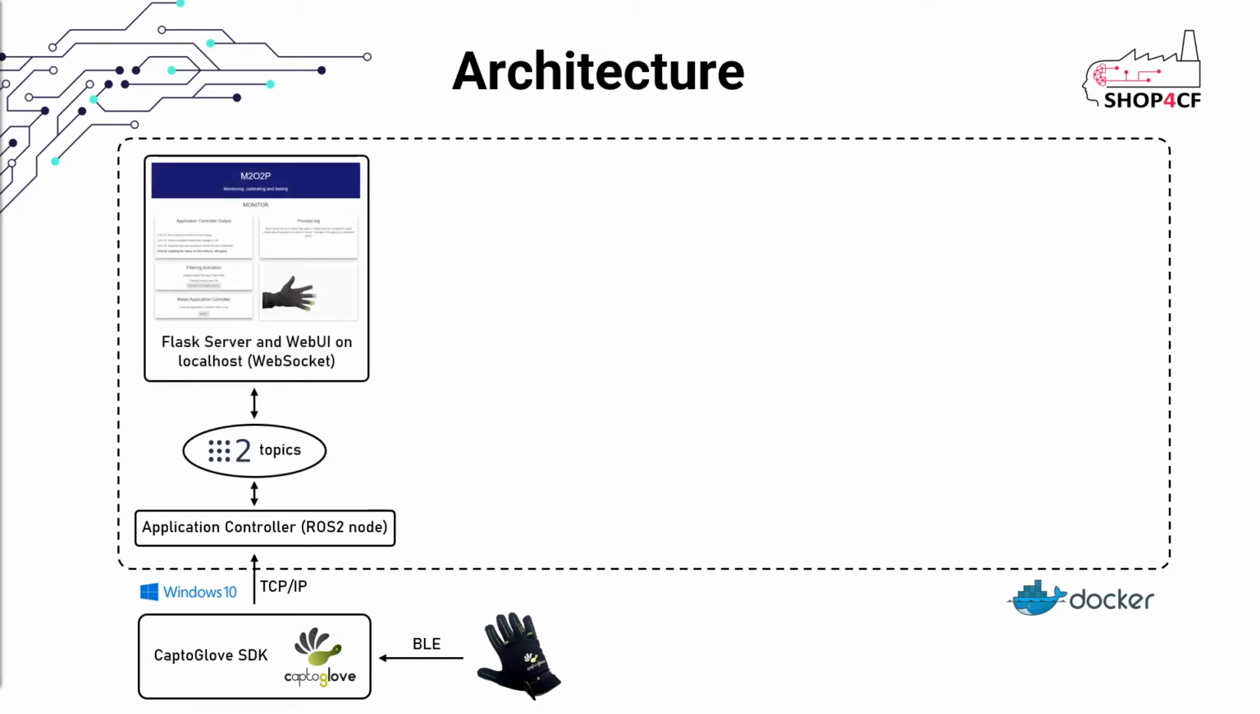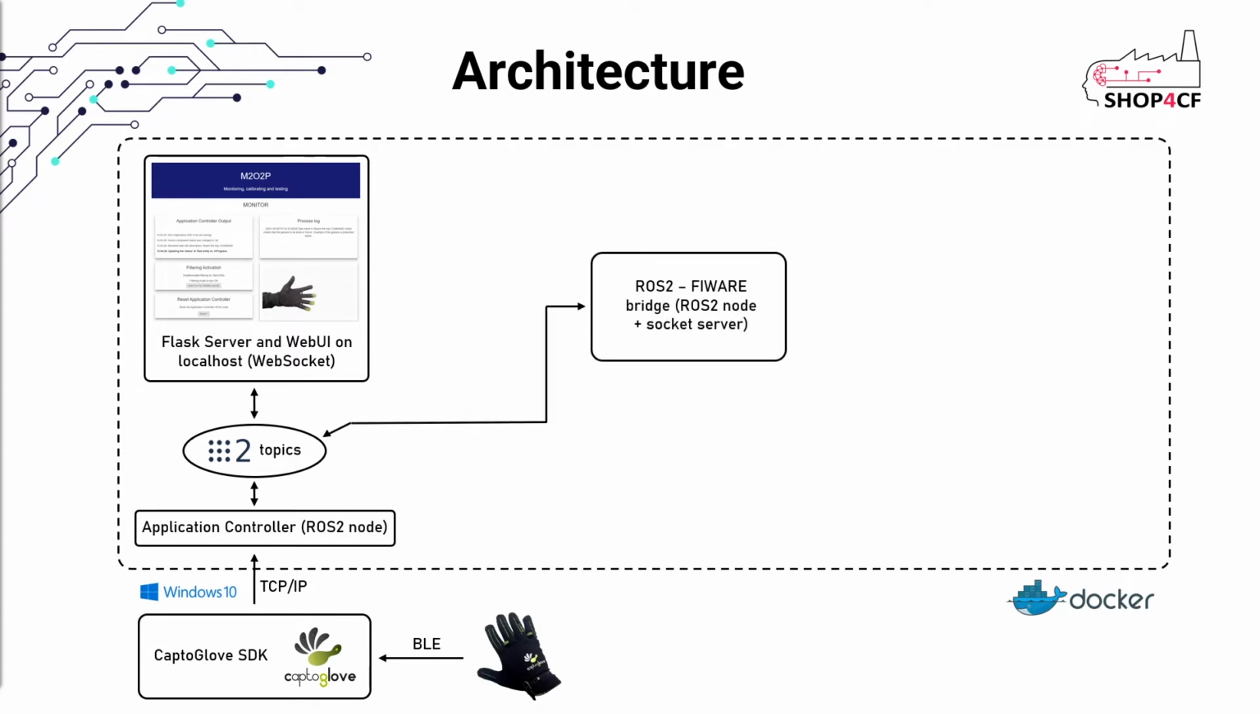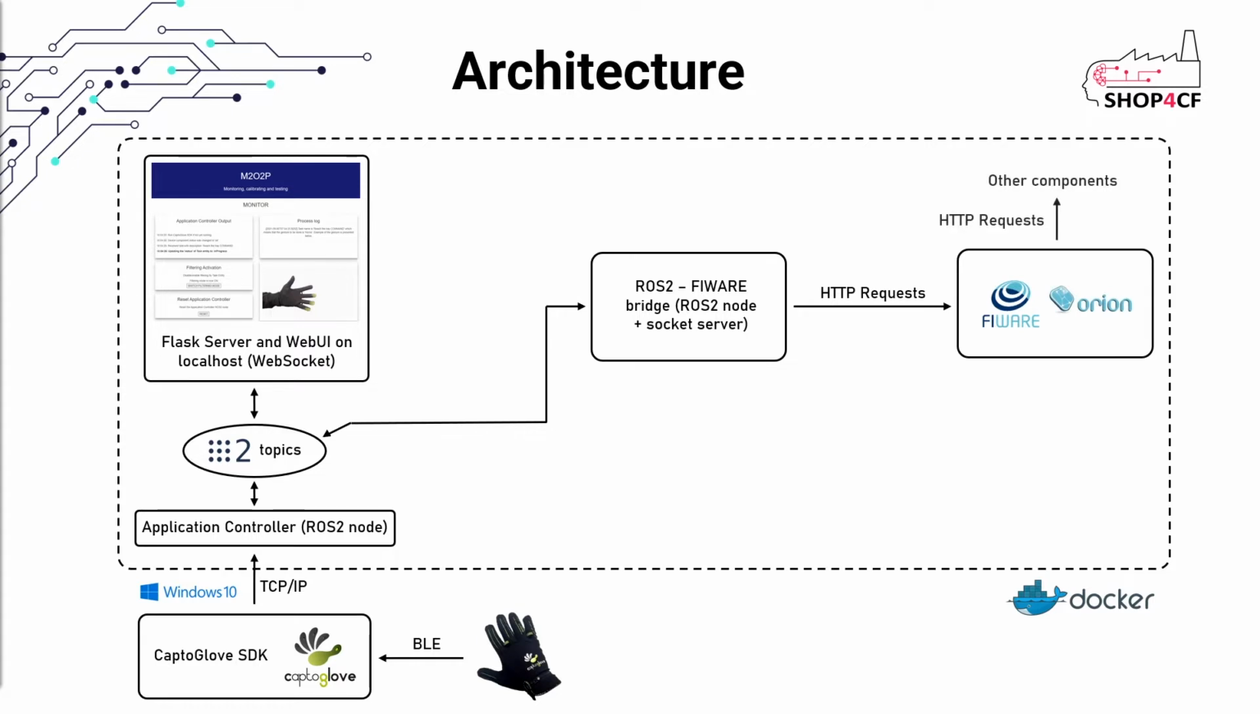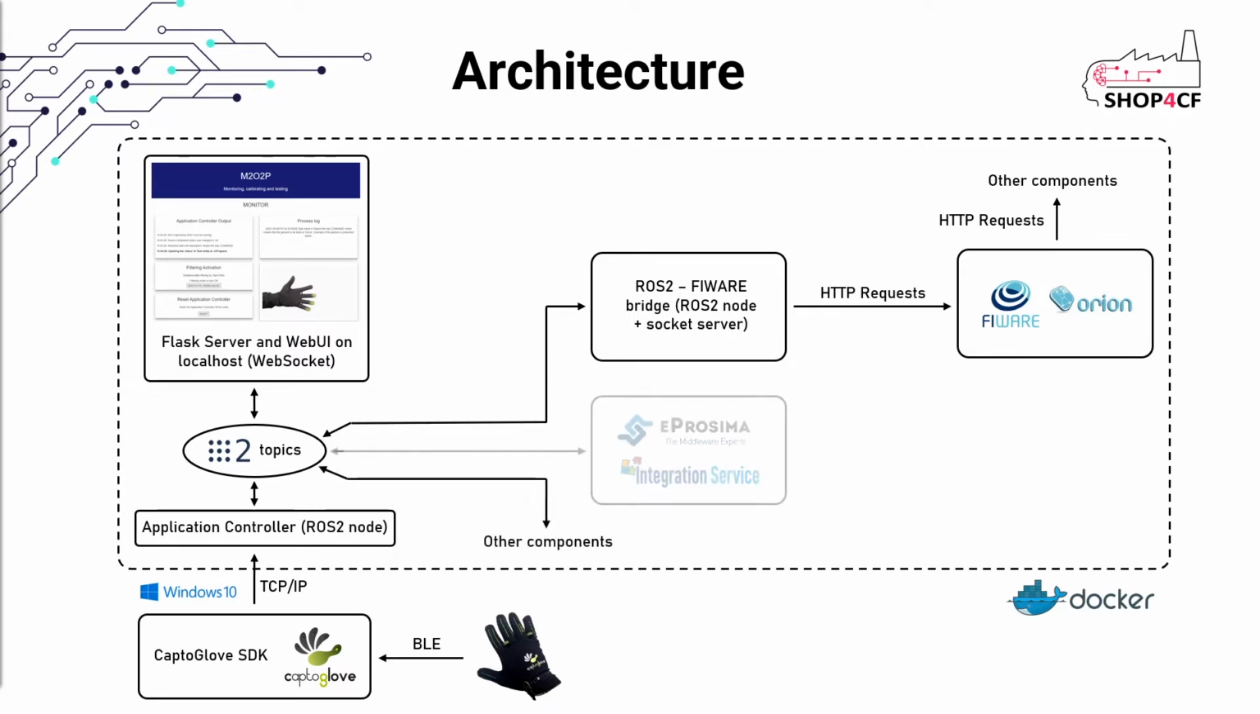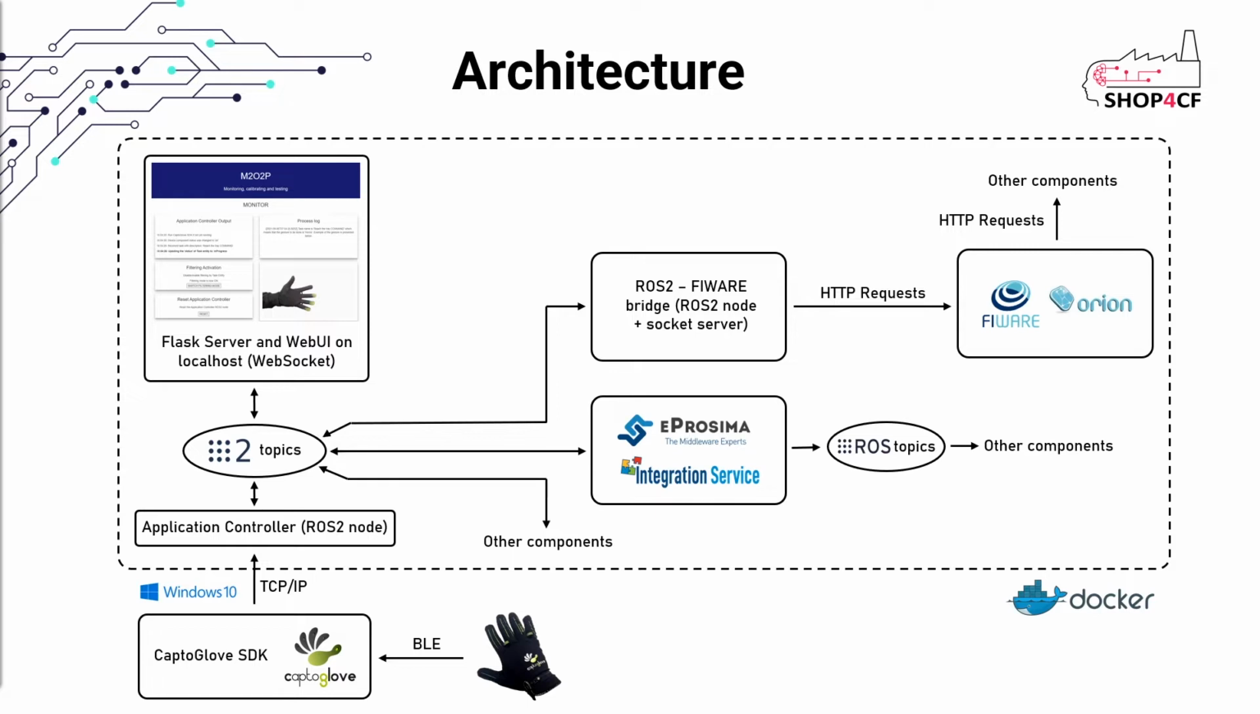A Flask server serves as the main user interface for the component. Since the component is firmware compatible, a bridge is needed between ROS2 and firmware. This bridge handles bidirectional communication between M2O2P and firmware. Since the component uses ROS2 as middleware, the output can be achieved also via ROS2. Using eProsima's integration service as a bridge, the same information can be forwarded to ROS1 topics.